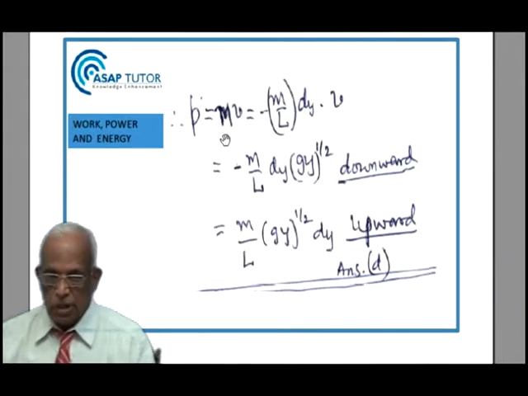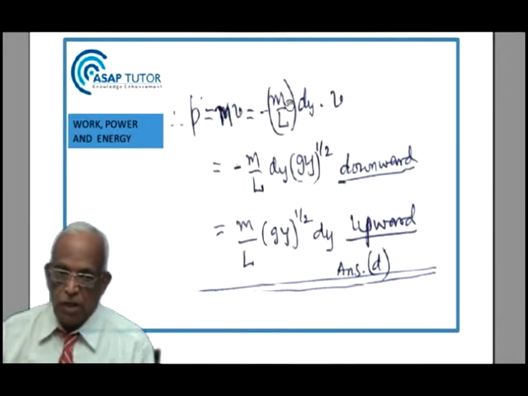My initial momentum is 0, final momentum is capital M into v, but capital M is given by small m by L, where m is the mass and L is the total length, so m by L is the mass per unit length, into dy, that is falling. This must be multiplied by the velocity v, and I'm using a negative sign because it is falling, going in the negative y direction. So this is equal to minus m by L dy, and v is nothing but (gy) raised to half, downward. If the minus is changed, I can say m by L (gy) raised to half dy, upward.